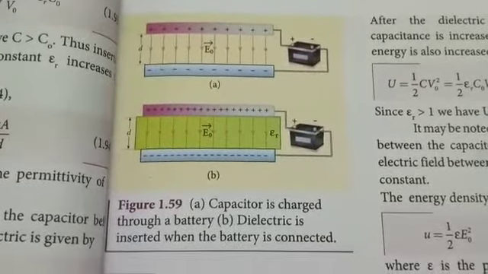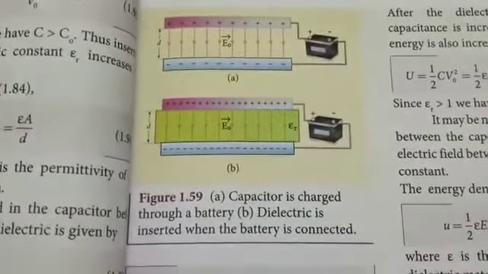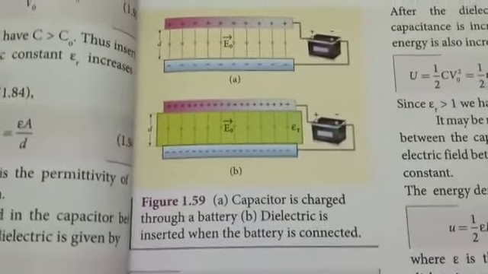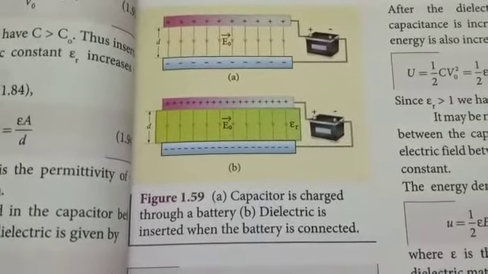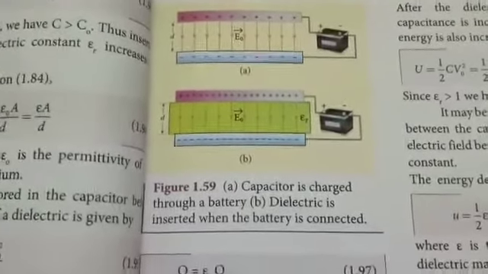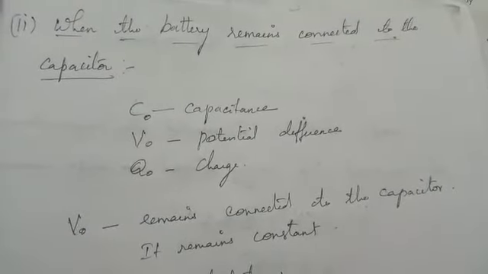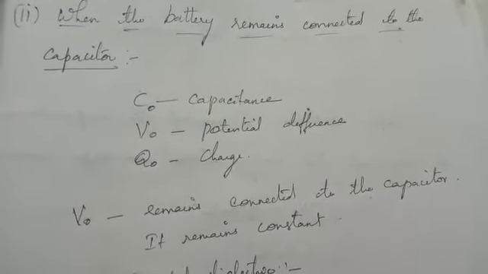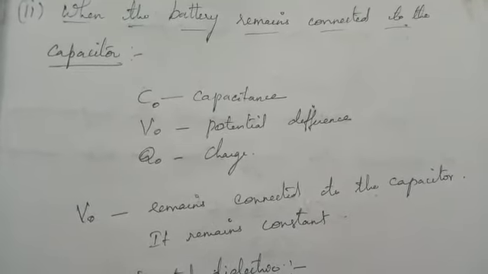The capacitor is charged through the battery, which the first picture represents, and in the second, the dielectric is inserted when the battery is connected. In the earlier case we already studied that the dielectric is inserted and the battery is disconnected. Now for the second case, the expressions are C naught, V naught, Q naught, that is the capacitance, potential difference and charge. Here the battery is connected.